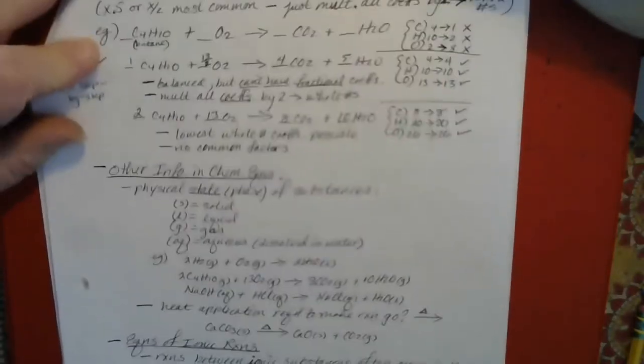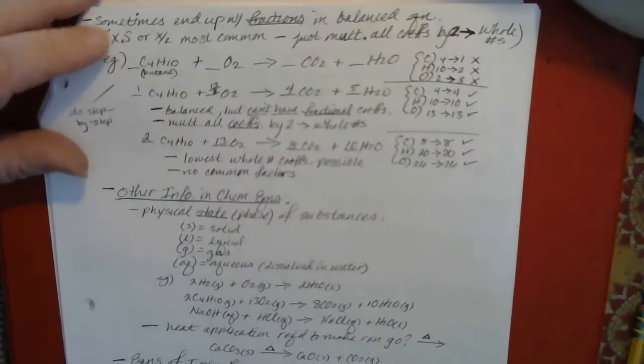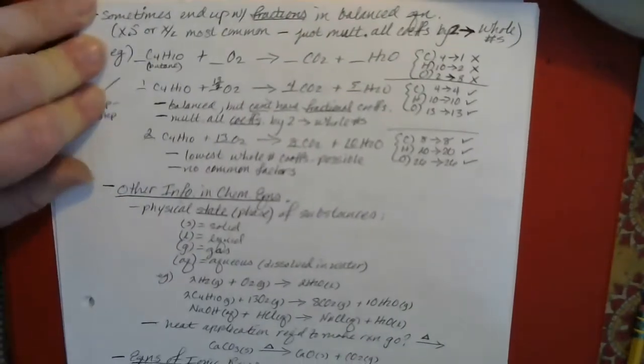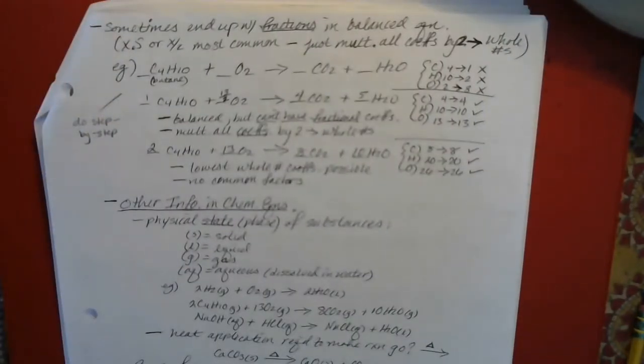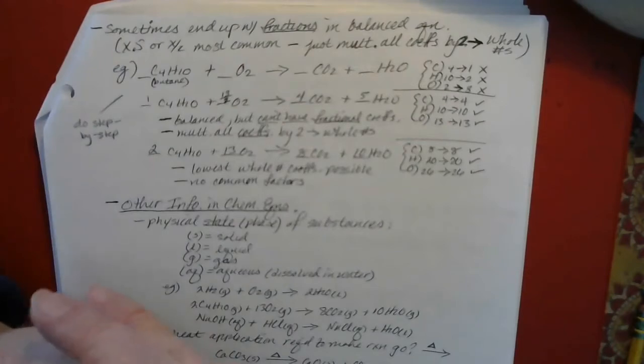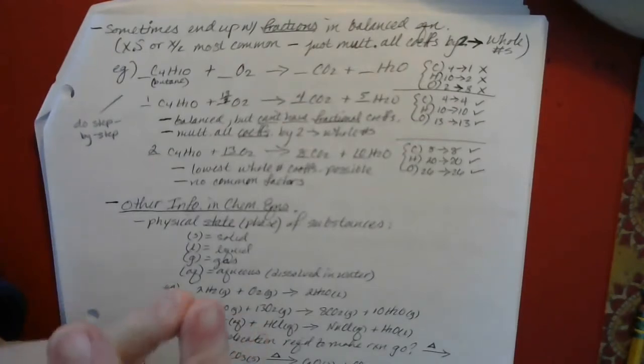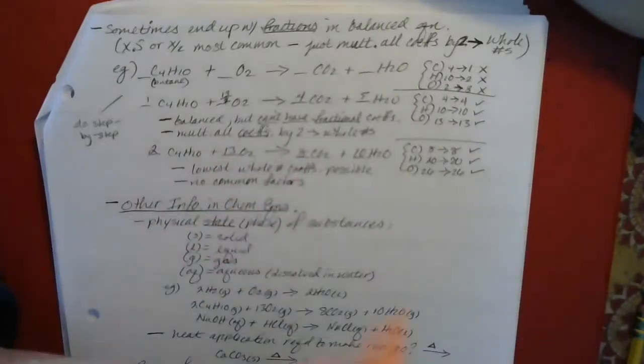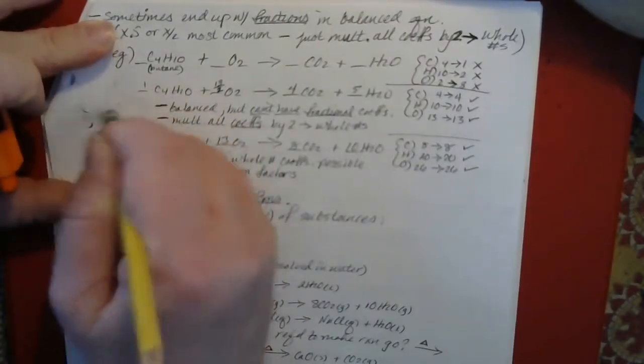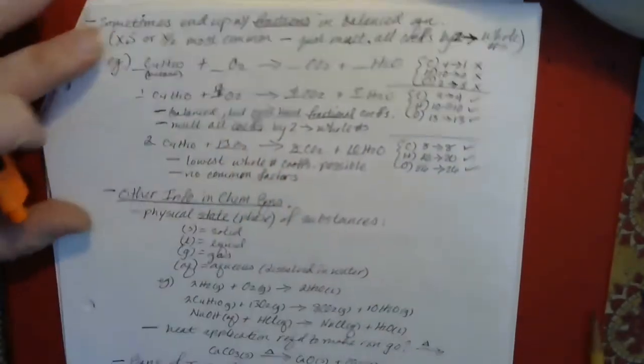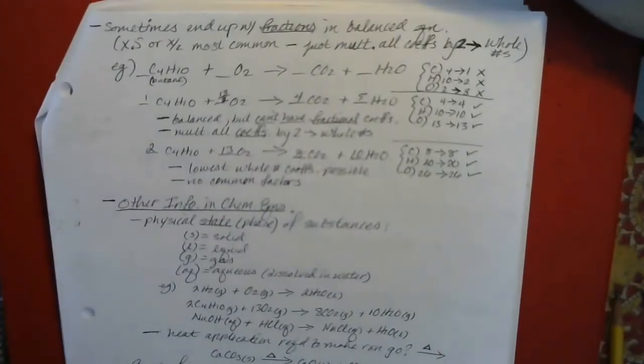Sometimes you might end up with fractions in your balanced equation. It happens once in a while, especially when you're talking about combustion of hydrocarbons. And so you might have to use a fraction in order to get the reaction to balance. Well, you can't have fractions in your overall balanced equation because we want whole numbers. We want things that look nice and neat. Whole numbers are much easier to use when you're trying to find out ratios of one thing to another, for example.